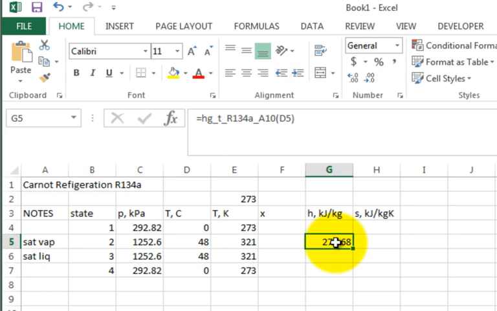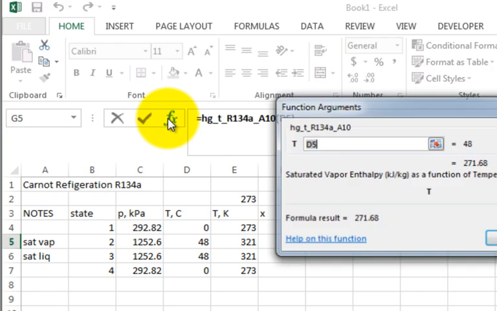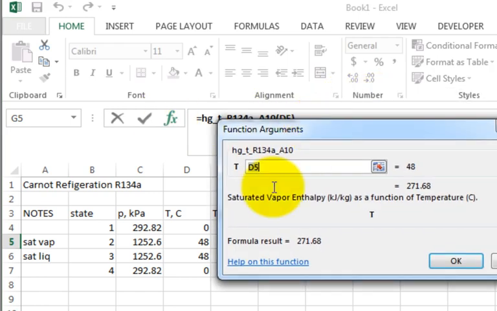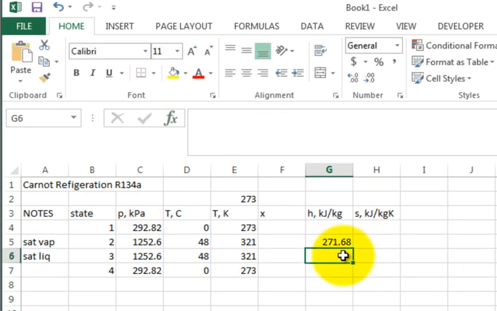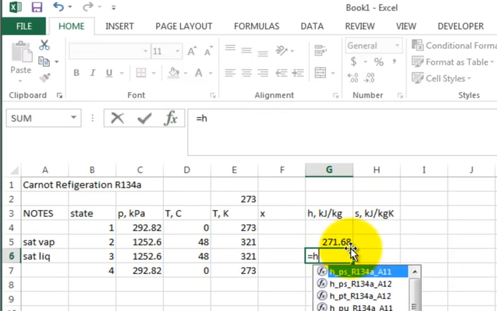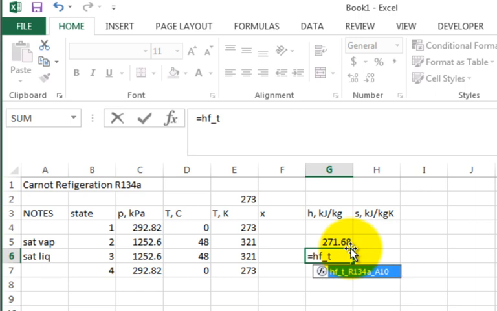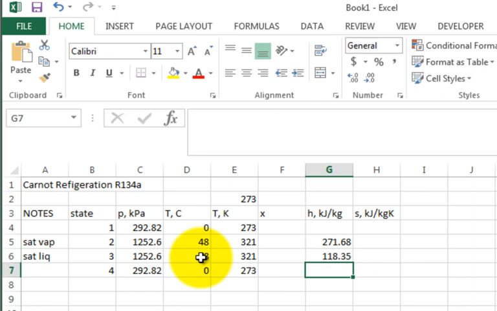Somebody asked me, well, how do I know what my inputs and outputs are? Go right up here. Hopefully this insert function, when I have that function typed out, gives me a little help. And so it says the saturated vapor enthalpy in kilojoules per kilogram as a function of temperature in, not Kelvin, but in degrees C, and that's the way that table is set up, A10. All right, so that's how you can check. This is HF as a function of temperature. Hit tab to finish out that equation, go select the temperature, hit return, there you go.